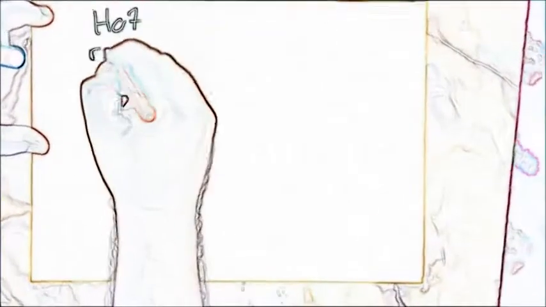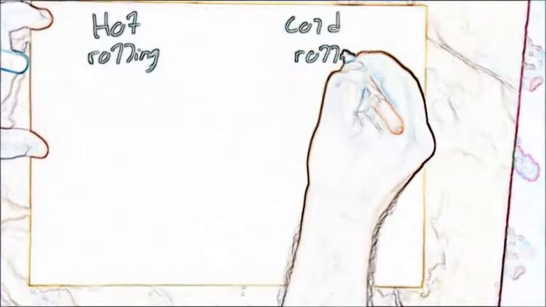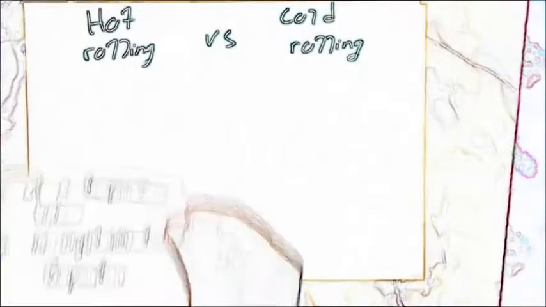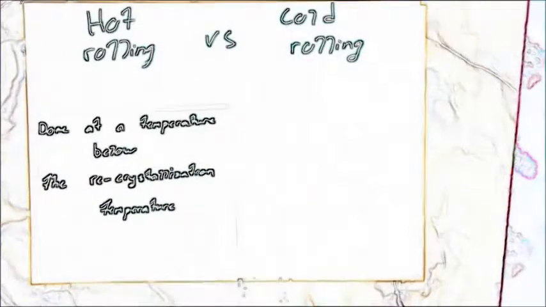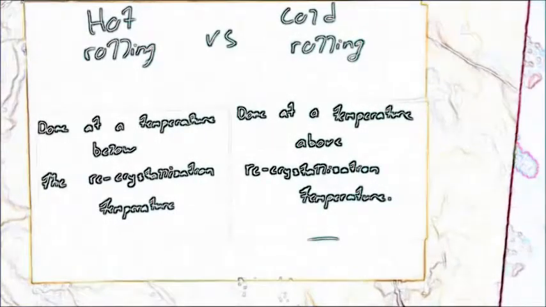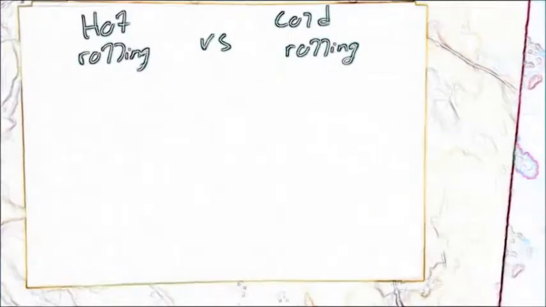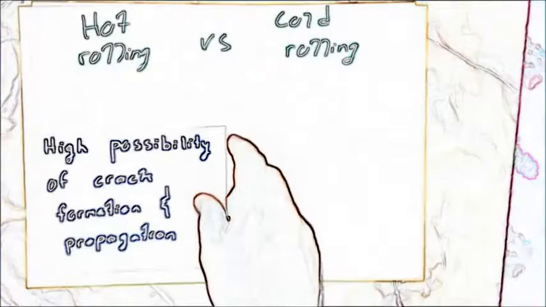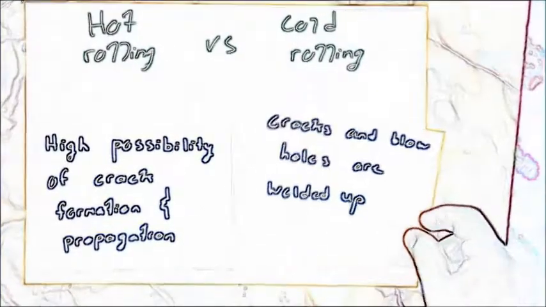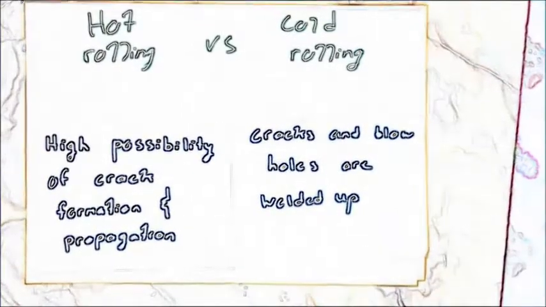Moving on, now we are going to talk about the differences between the cold working rolling process and the hot working rolling process. Cold working rolling process is done at a temperature below the recrystallization temperature, while hot working rolling process is done at a temperature above the recrystallization temperature. There are high possibilities of crack formation and propagation in the cold working rolling process, while cracks and blowholes are welded up in the hot working rolling process.